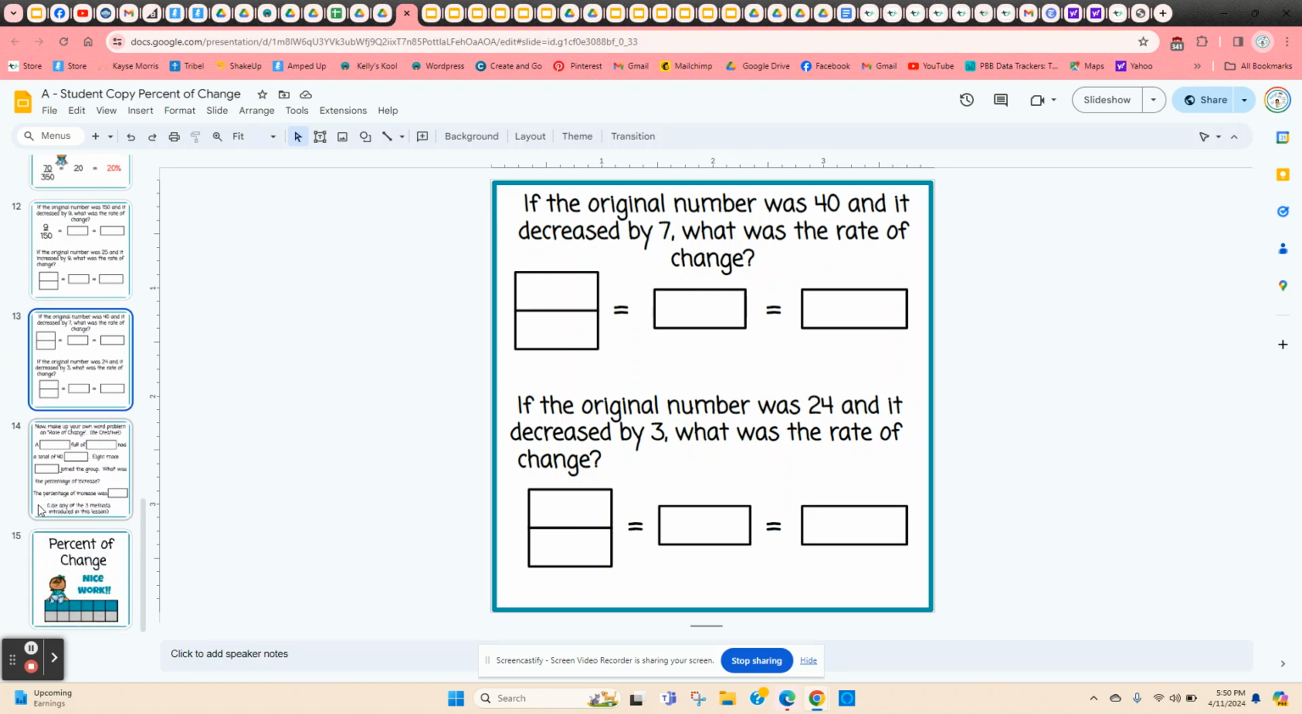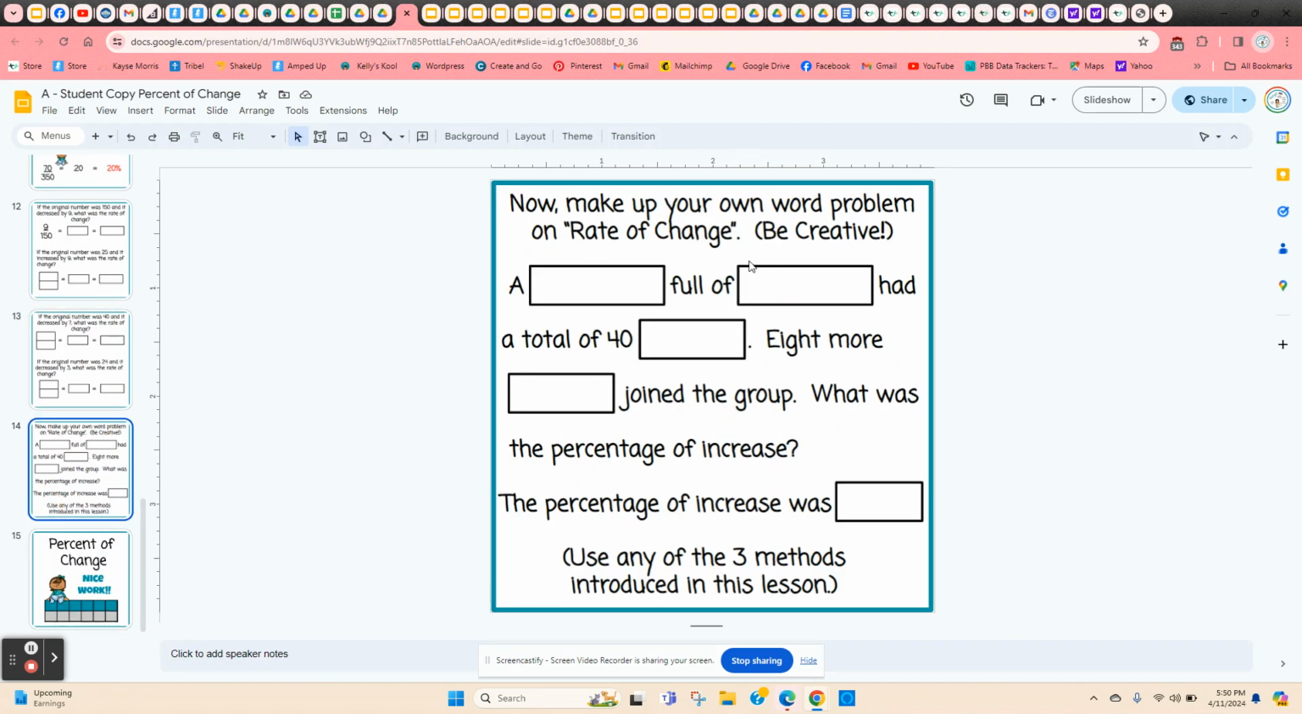Now, the final slide, which should be fun for the students, is where they're going to make up a word problem. Most of the word problem's done for them. They just have to, for fun, fill in some of the boxes. So, for example, a dog park full of puppies had a total of 40 dogs. 8 more dogs joined the group. What's the percent of increase? Well, the answer is going to be the same no matter what they put in here. So just for fun, they're going to create their own word problem.